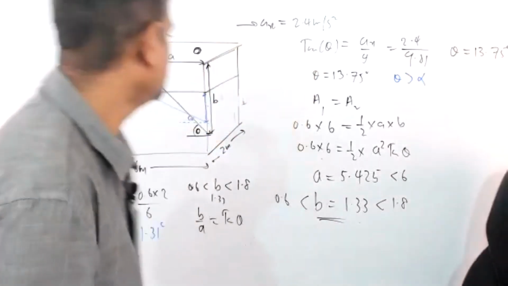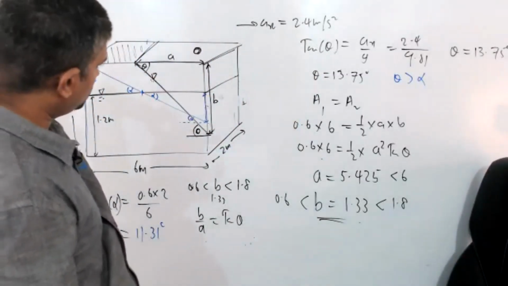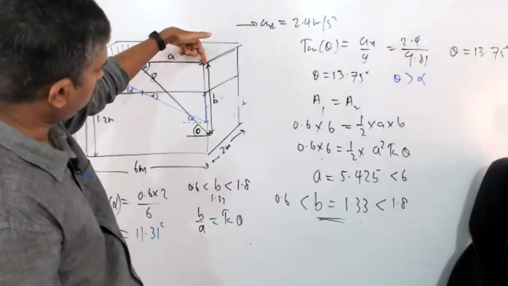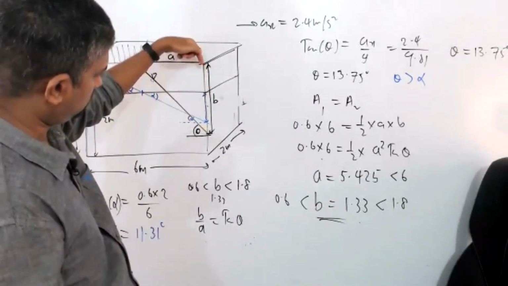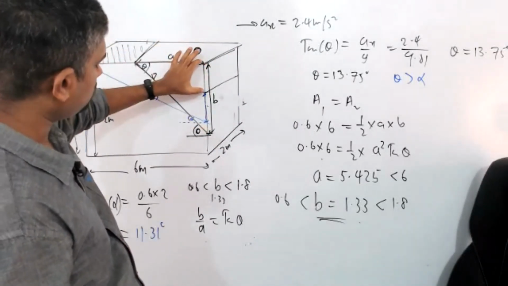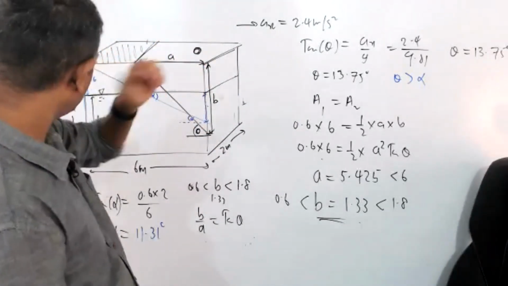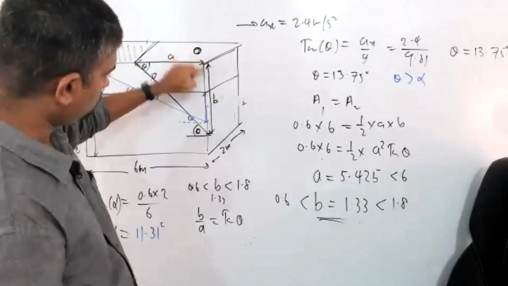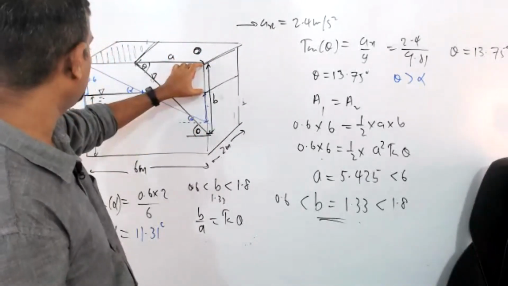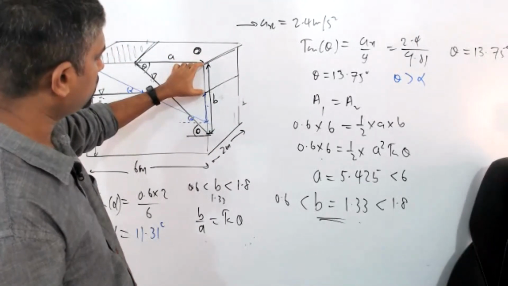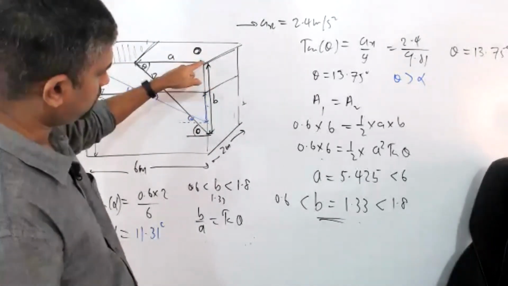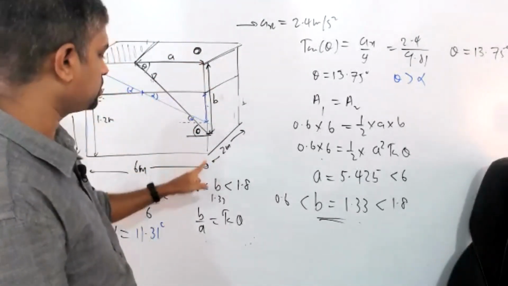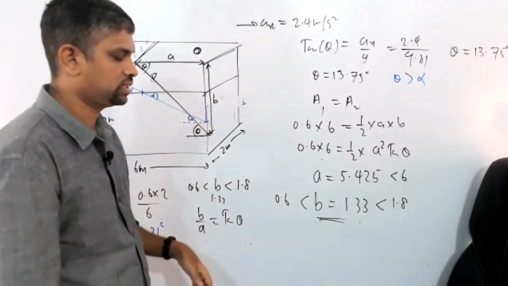B is the height to the free surface, right? Initially it is 0.6. Initial B means here to here, right? Initially 0.6, so it should be greater than 0.6, but the whole length must be less than 1.8.